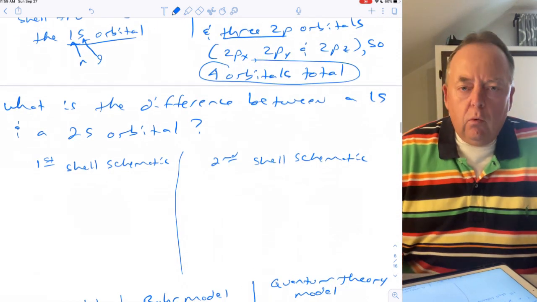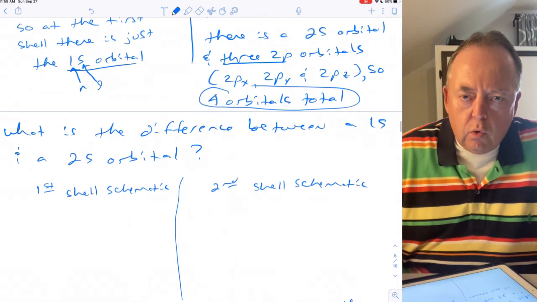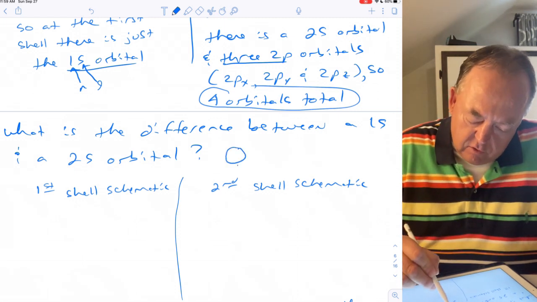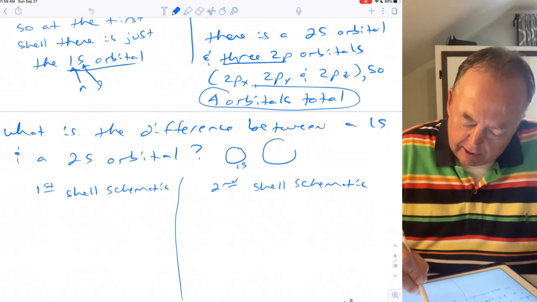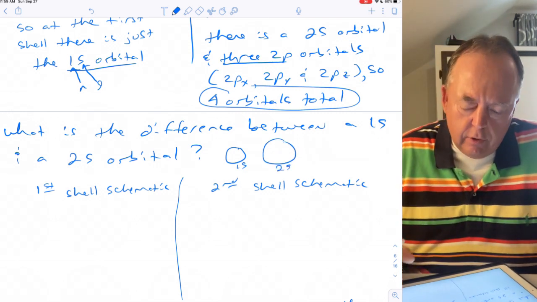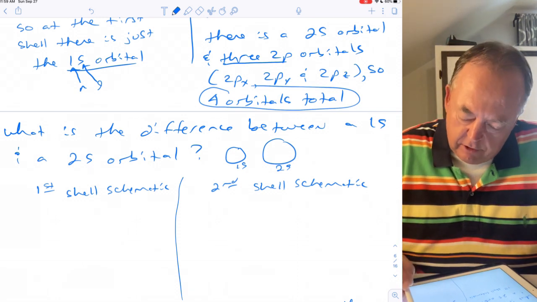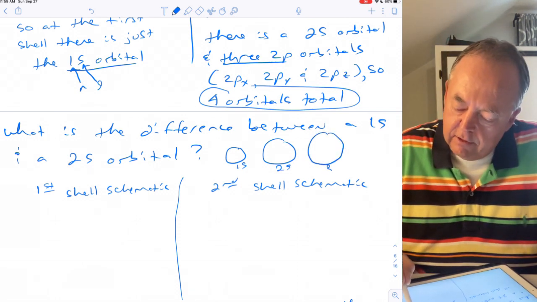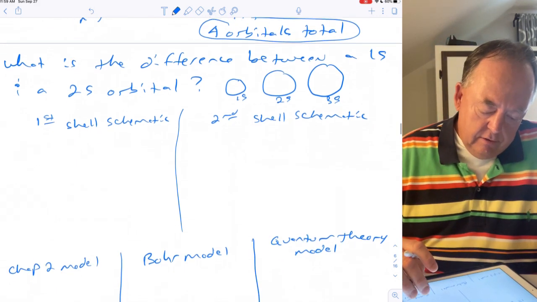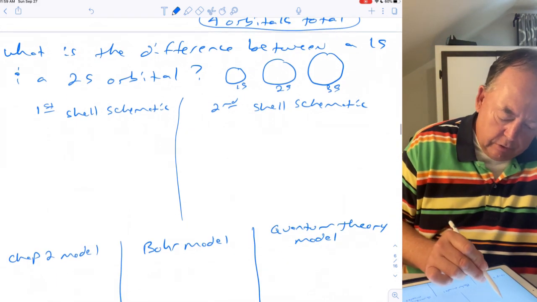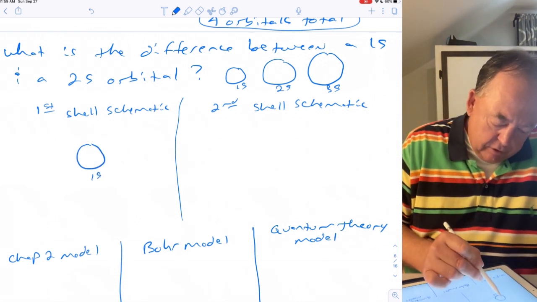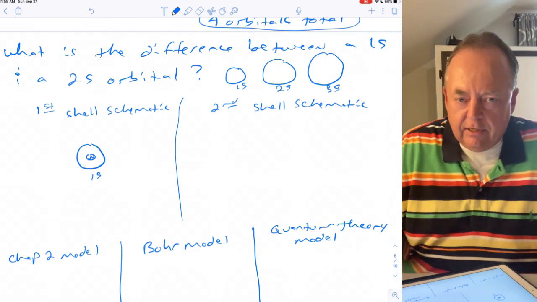So what's the difference between a 1s and a 2s orbital? All s orbitals are spherical, right? So if that's 1s, basically 2s, it's a little bit more complicated than this, but for our purposes that's good enough. So 2s is just bigger. So if you went to the third shell and you had a 3s, it's bigger, right? Okay, so the first shell schematic is you only have an s orbital. So you have your nucleus and an s orbital, right?